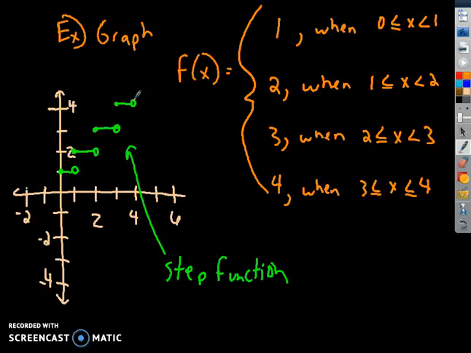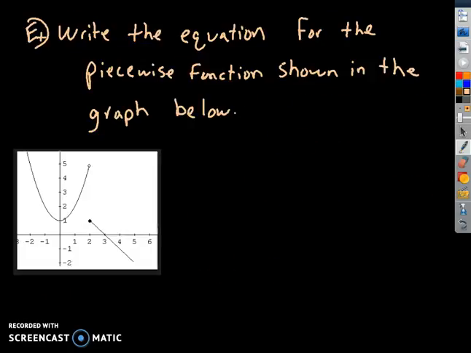All right, last example is this. This example says write the equation for the piecewise function shown in the graph below. And this is the graph below. So there's two parts to this. One is this parabola here, and one is this little segment. It doesn't give you an arrow on the end, so I don't really know if it goes on forever. I'm going to assume it does, so I'm going to put an arrow on the ends to imply that they go on forever.